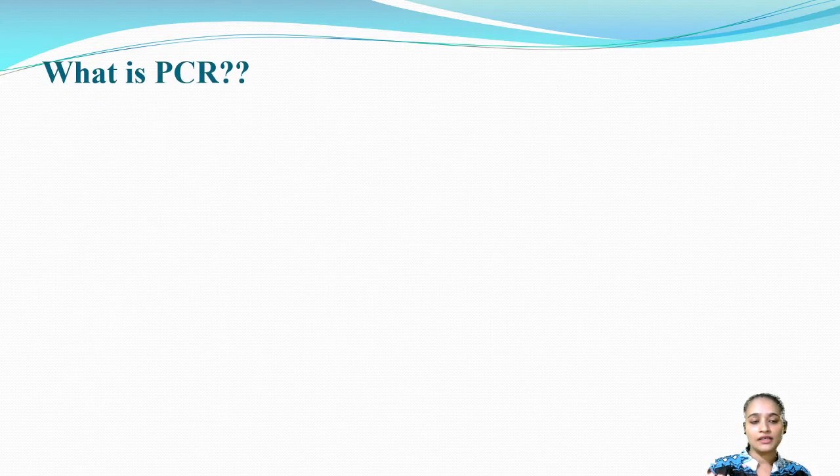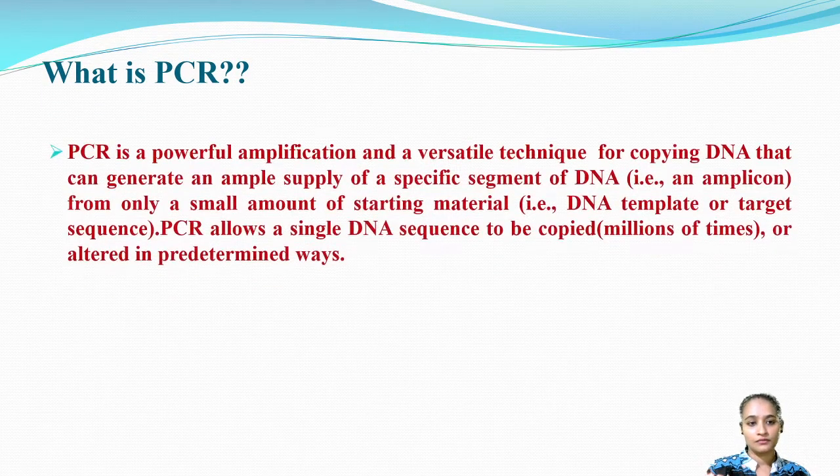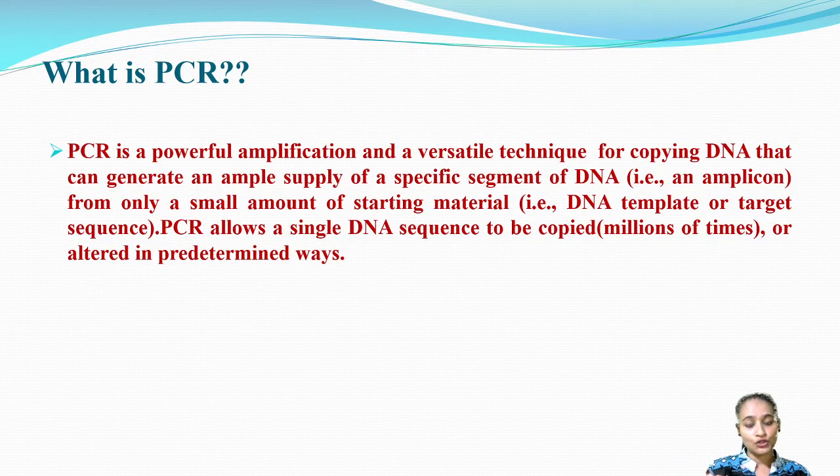So now, what is PCR? What is the definition of PCR? PCR is a powerful amplification and versatile technique for copying DNA that can generate an ample supply of a specific segment of DNA, that is an amplicon, from only a small amount of starting material. For carrying out the polymerase chain reaction, we do not need a large amount of sample; only a small amount of sample is needed, which we call the DNA template or target sequence. PCR allows a single DNA sequence to be copied millions of times or altered in predetermined ways.